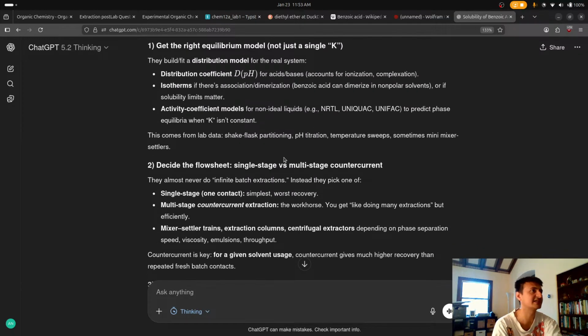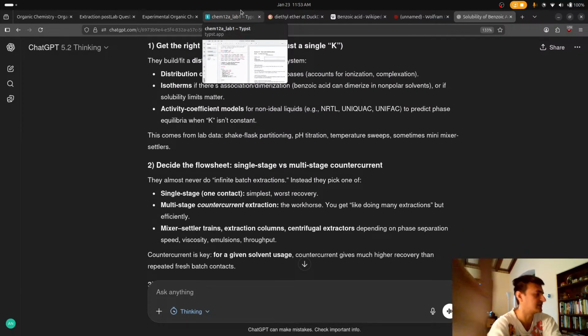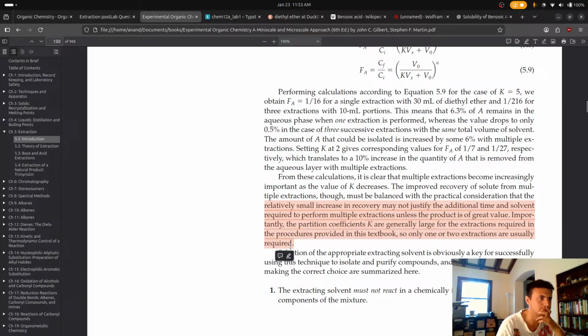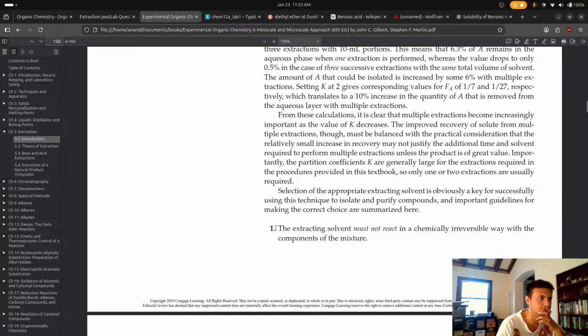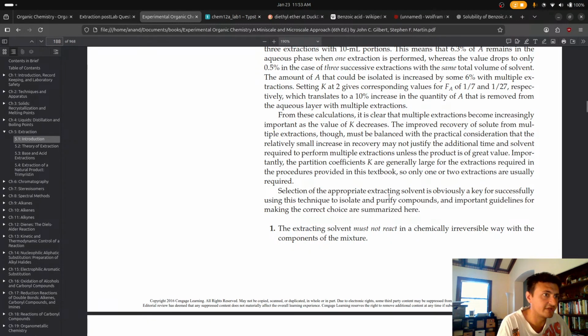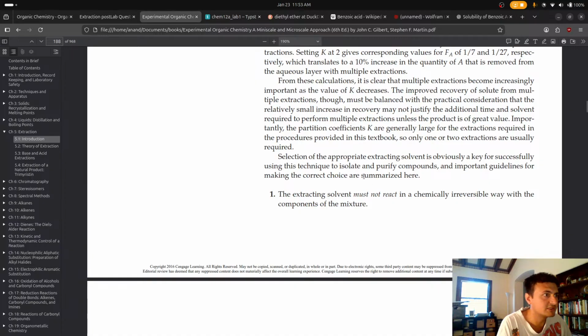Okay, but this is kind of like the advanced extraction stuff. We're just going to keep going. Selection of the appropriate extracting solvent is obviously a key for successfully using this technique to isolate and purify compounds. And important guidelines for making the correct choice are summarized here.